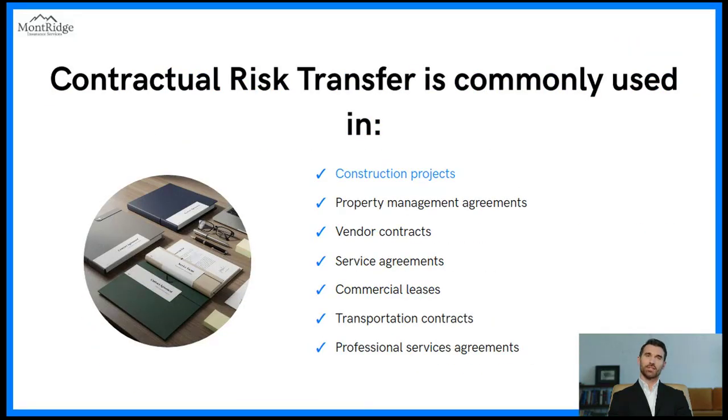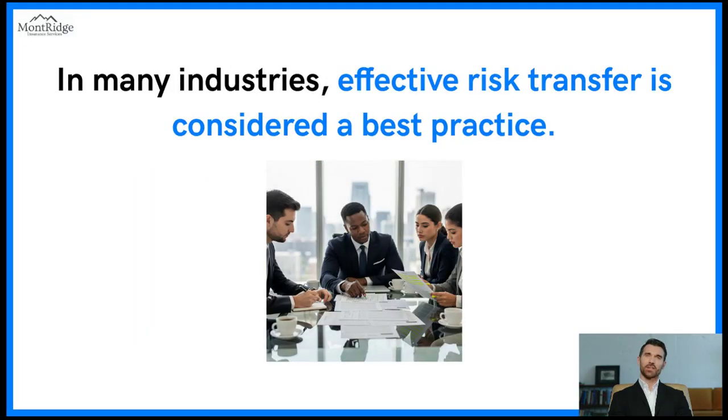Contractual risk transfer is commonly used in construction projects, property management agreements, vendor contracts, service agreements, commercial leases, transportation contracts, and professional services agreements. In many industries, effective risk transfer is considered a best practice.